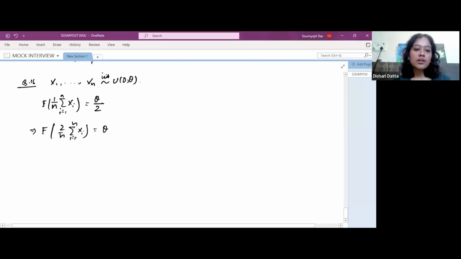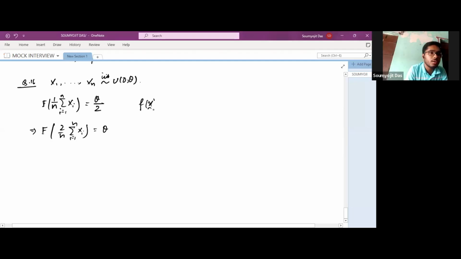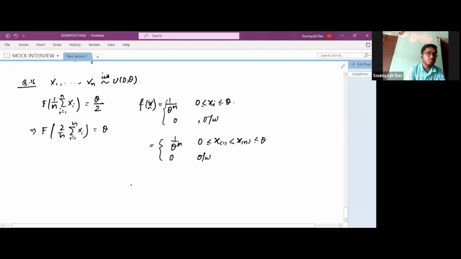And what is a sufficient statistic for theta in this situation? Okay. If we consider the joint probability, then we can see this is 1 by theta to the power n when 0 is less than or equal to xi, less than or equal to theta, and 0 otherwise. More specifically, we can write it as 1 by theta to the power n when 0 is less than or equal to x order 1, and x order n is less than or equal to theta, and 0 otherwise.